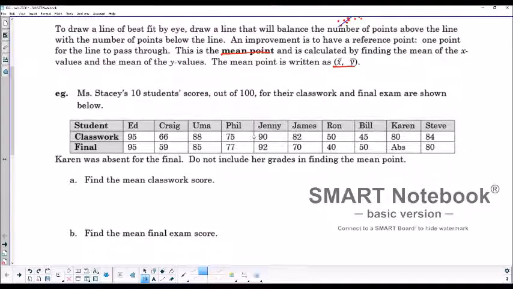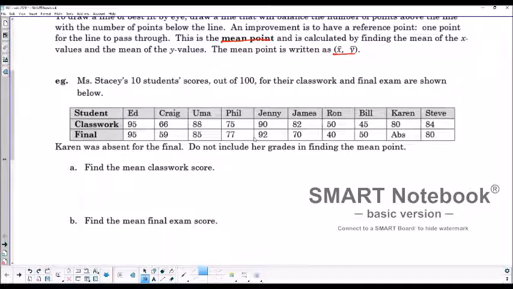So we look at this example here. Mrs. Stacy's 10 students scored out of 100 for classwork and final exam. We noticed that Karen was absent for the final exam. She was probably sick or something. Hopefully it wasn't serious. Her classwork throughout the whole term is 80, which gives good consistency for all her marks. But she didn't get a mark for her final exam.